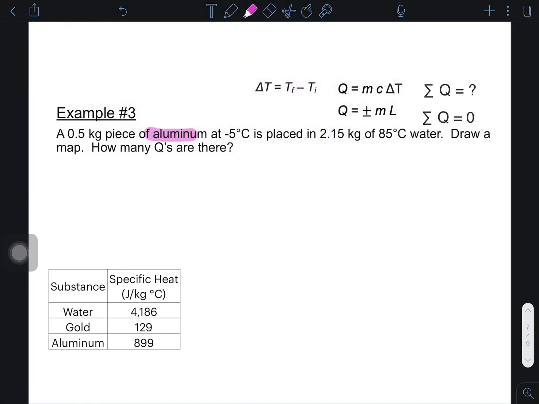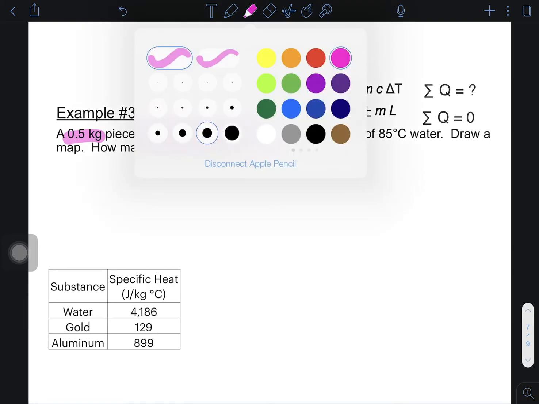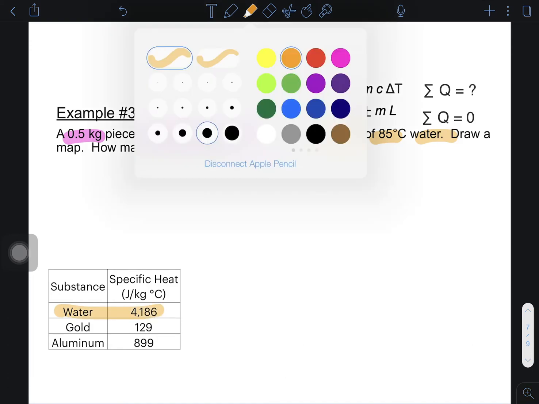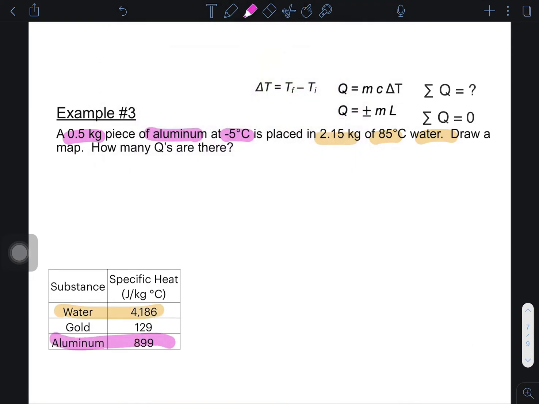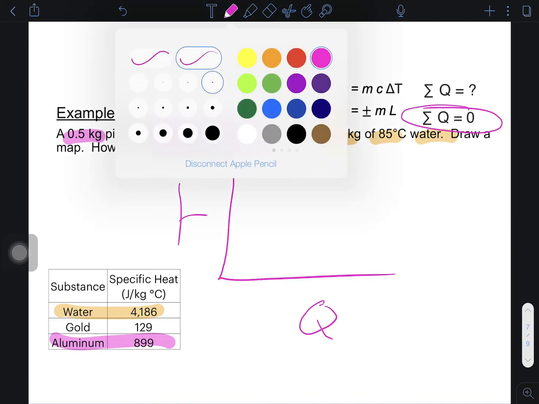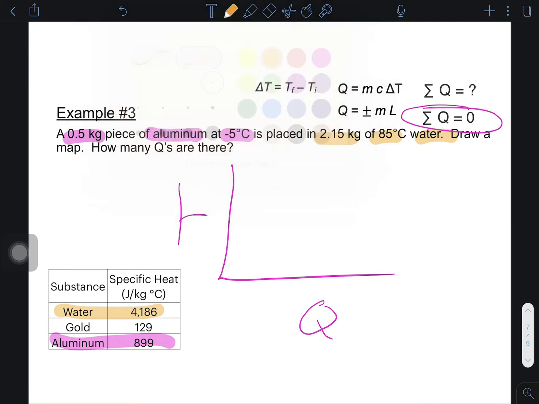All right, so your map. We have aluminum, negative 5, we have 2.15, 85, and we have water. That's what we're looking at: two or more objects interacting. Therefore, the sum of all my Q's is equal to 0. We have our Q, we have our T. We place the maximum temperature of the system, 85 degrees, over here, and we place our minimum of negative 5 degrees over here.